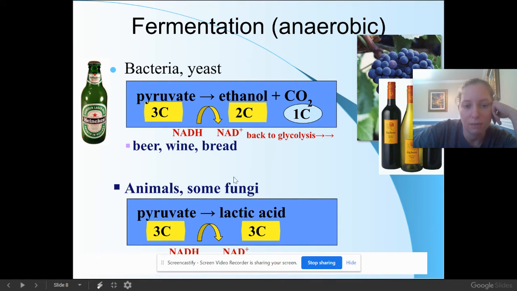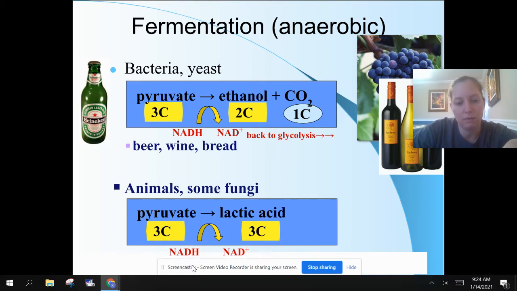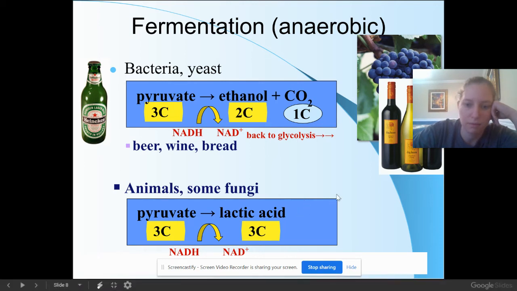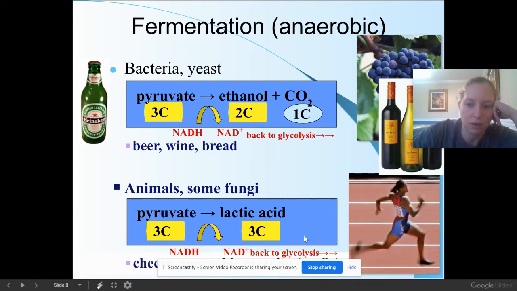Lactic acid fermentation, on the other hand, is what we do in our cells, and also what some fungi do in their cells, when they don't have enough oxygen. In that case, we recycle our electron carrier by converting that pyruvate into lactic acid. Then that can go back and keep doing glycolysis. This is also what we use to make cheese and yogurt, and it's what happens in our muscles.